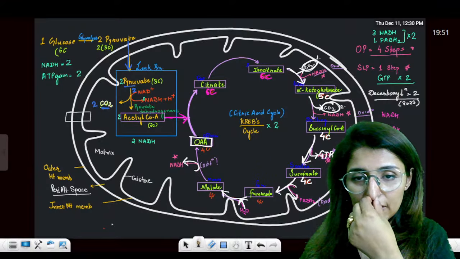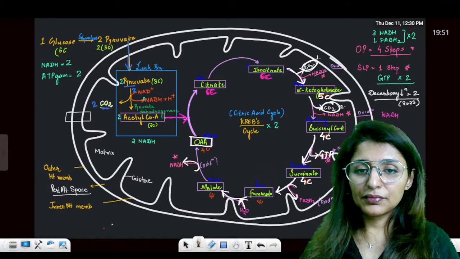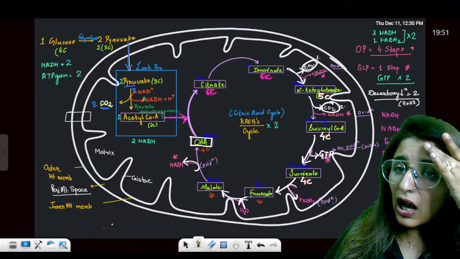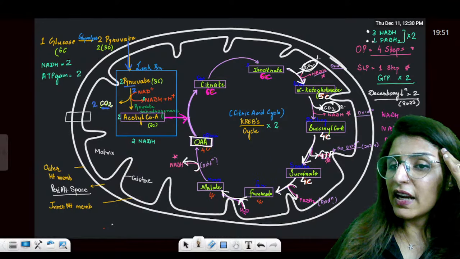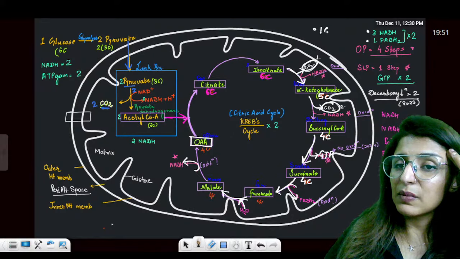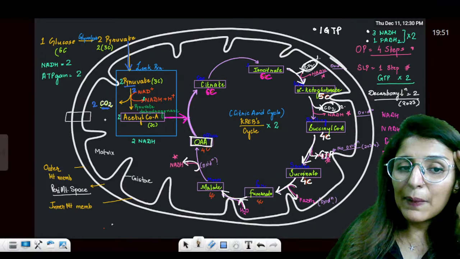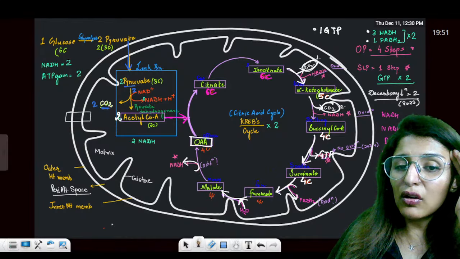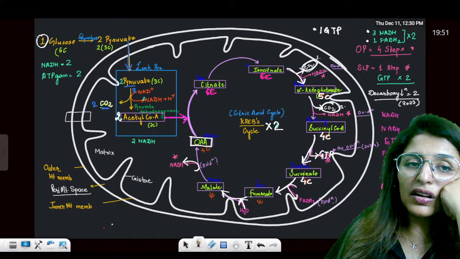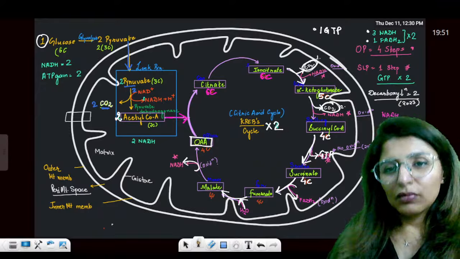Please tell me that these points are clear to you all. So during the entire process, how many NADH have been produced? 3. How many FADH2 have been produced? 1. How many GTP have been produced? 1 GTP. Now this is for every acetyl coenzyme A entering the Krebs cycle. But how many acetyl coenzyme A do we have? 2. So in all, there are 2 Krebs cycles which will be running after 1 glucose molecule. So for 1 glucose molecule, you need to run 2 Krebs cycles to break it down completely.